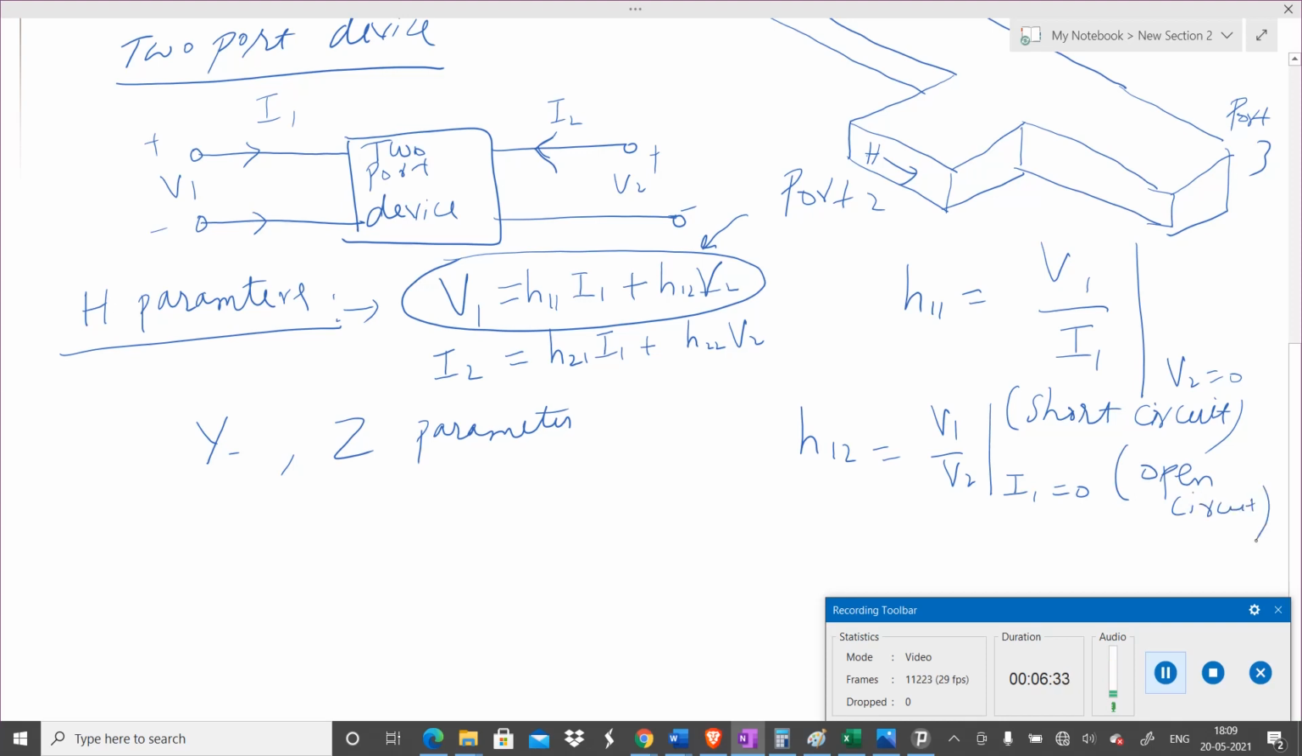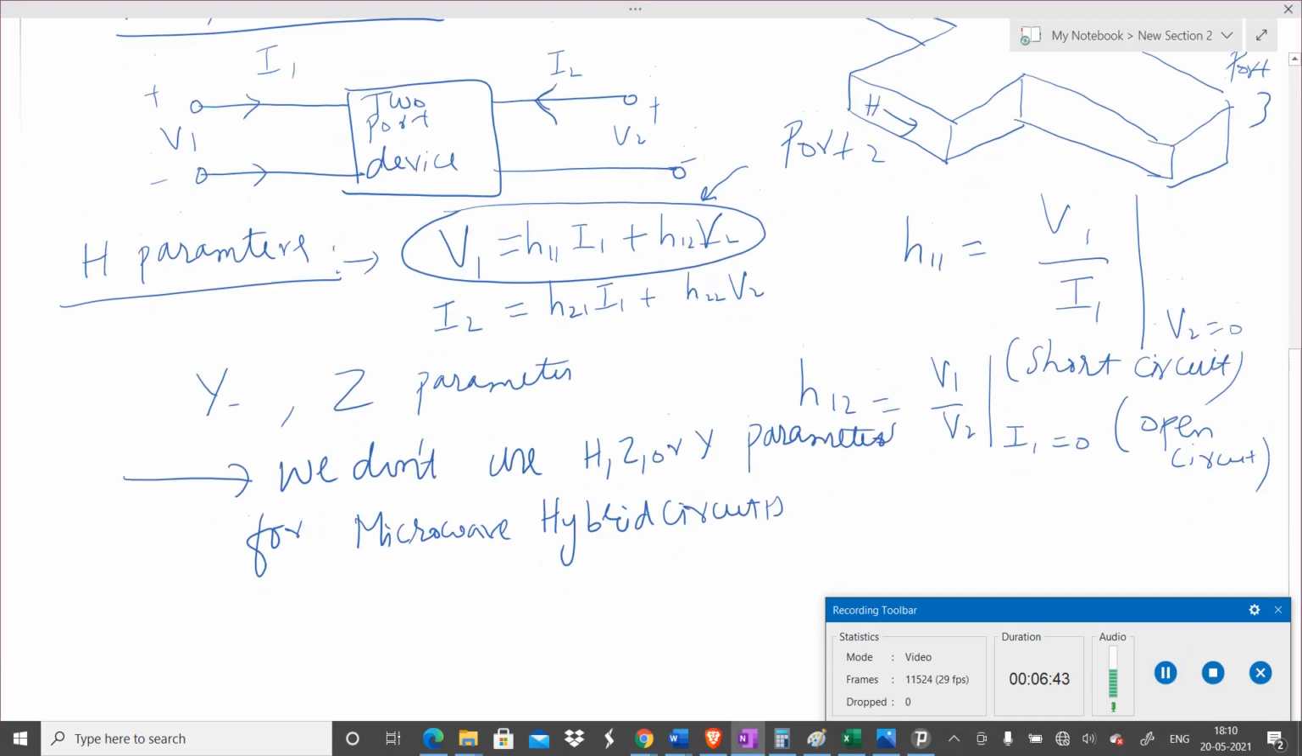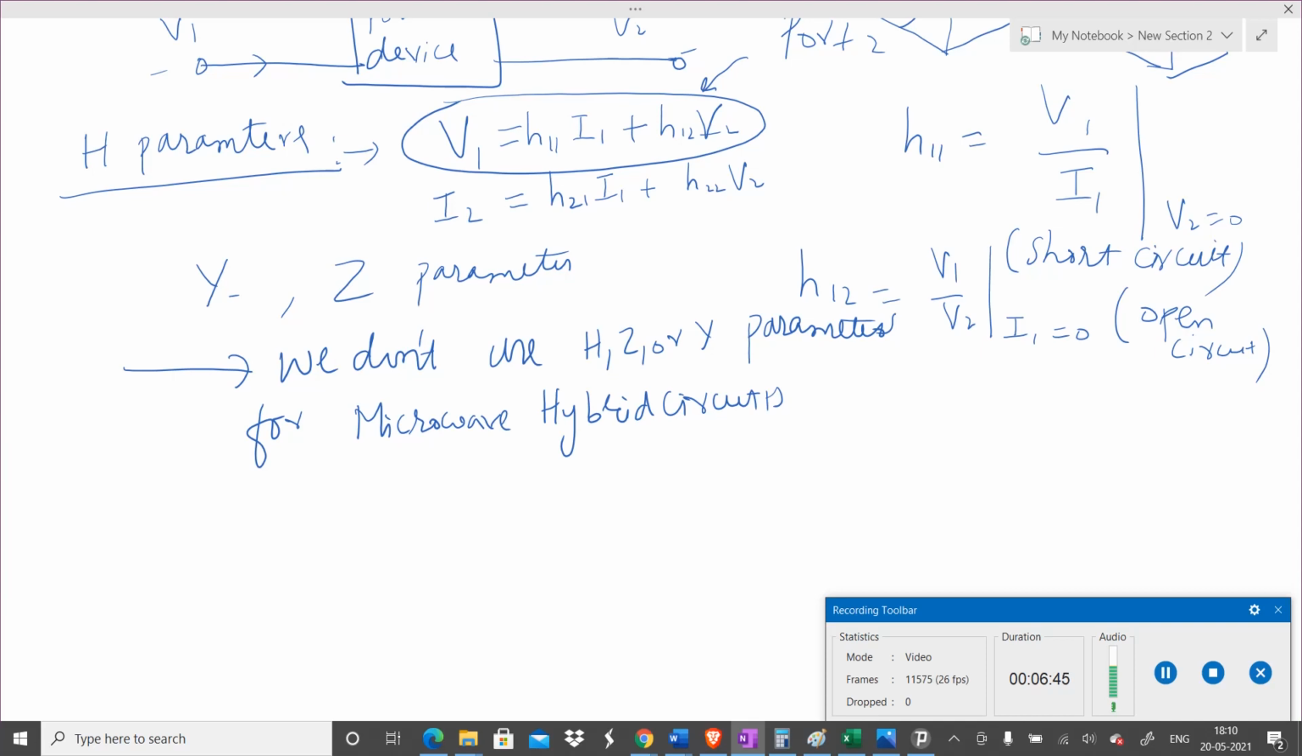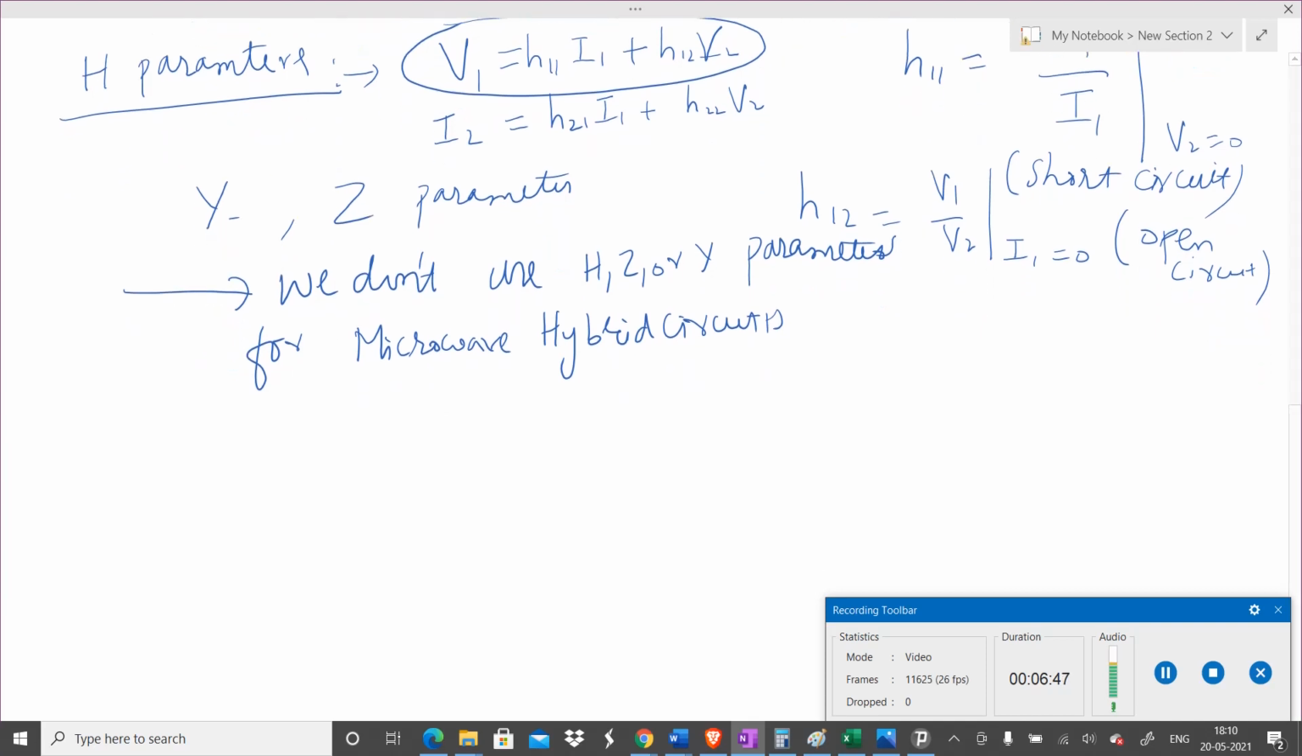Now here is one important line: we don't use H parameters or any of such parameters in microwave hybrid devices. Why? There are several reasons. See, you have to think about it. You are not having any current source as if you are connecting a wire. It is a microwave source.